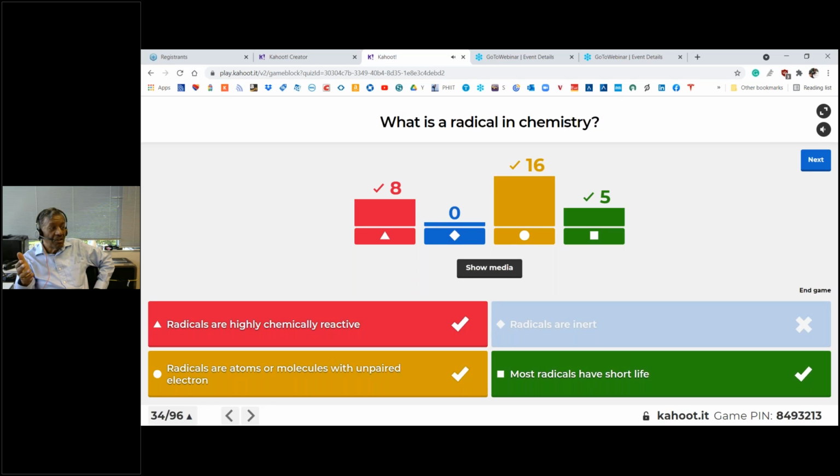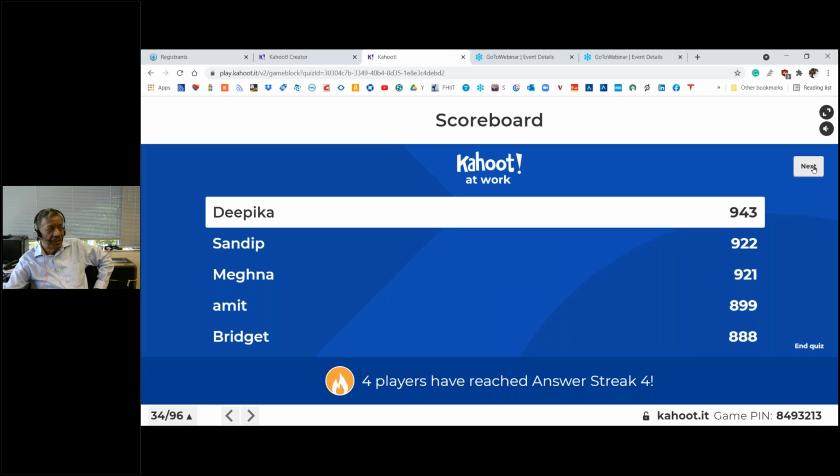I think all of you got it correct. Radicals are atoms or molecules with unpaired electrons. Radicals are highly chemically reactive, and most radicals have a very short life actually. So radicals are active species that govern thermal cracking reactions. Prominent radicals formed during pyrolysis in furnaces are ethyl, methyl, and hydrogen radicals. So let's see what is happening next actually.